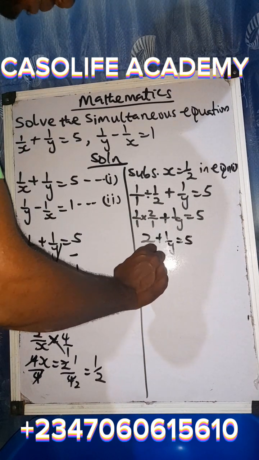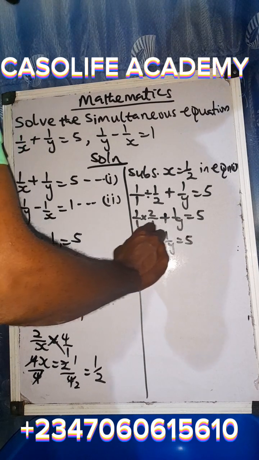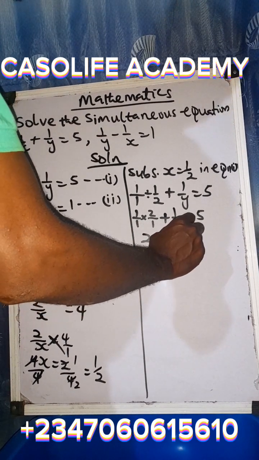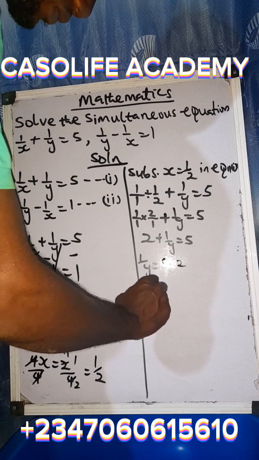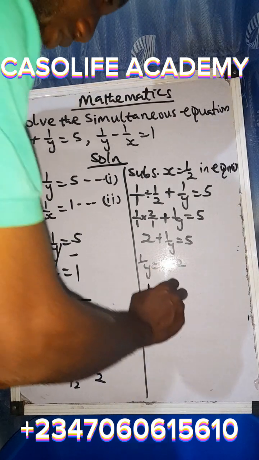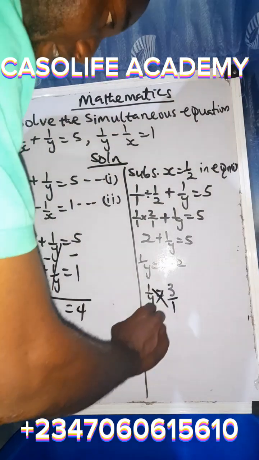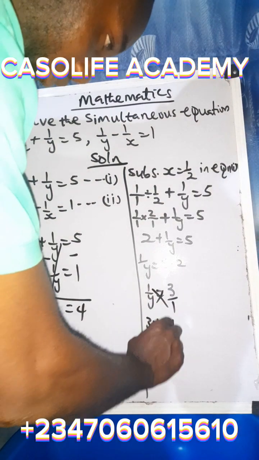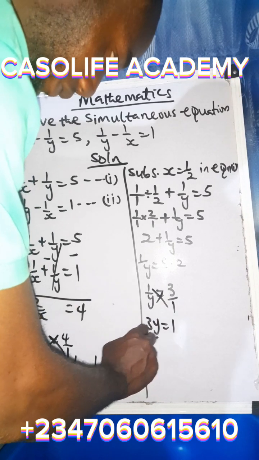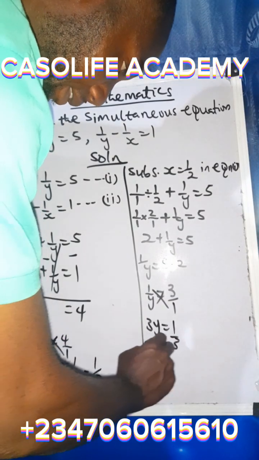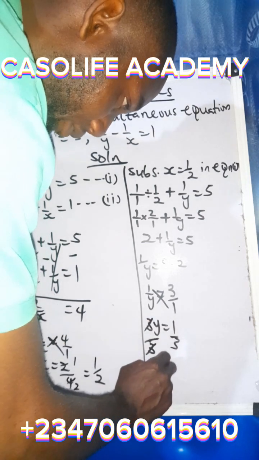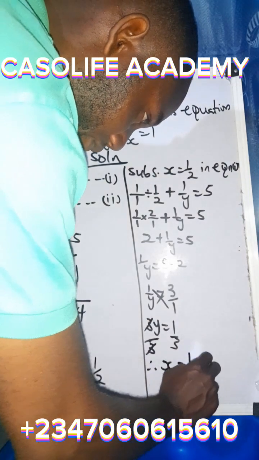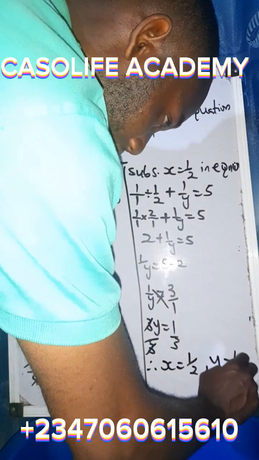We collect like terms: 2 goes to the other side, which is 5 minus 2, so 1 over y equals 3 over 1. We cross multiply, so we now have 3y equals 1. We divide both sides by the coefficient of y, so y is equal to 1 over 3. Therefore, x is 1 over 2 and y is 1 over 3.